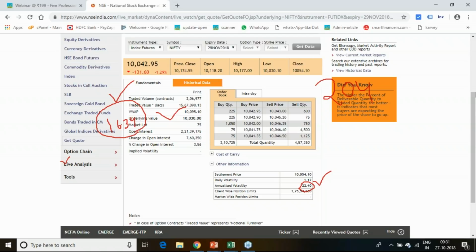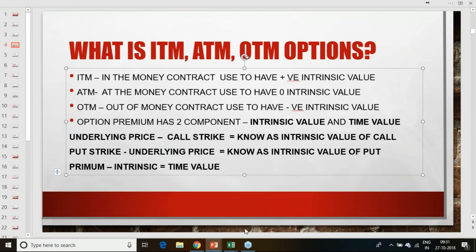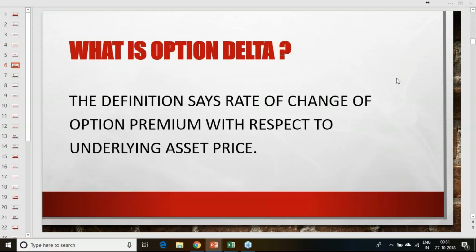This is just an implied volatility, because for different strikes you will have different IVs. So this is what the IV is, and this is what the ATM, OTM, and ITM options are. And this is the difference between volatility and IV. In the next presentation, you will learn about the implications of delta, theta, and vega.